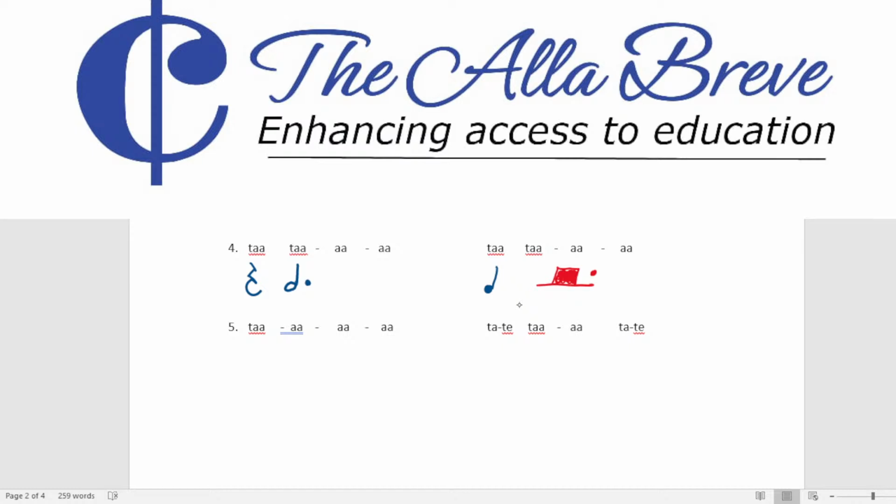Then lastly, we have a crotchet, not a crotchet, sorry. Lastly, we have four. Ta. These are 4 counts, and the 4 counts are represented by a minim. It's supposed to be oval. My drawing is becoming so poor.